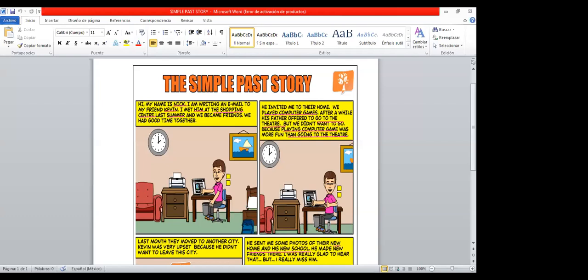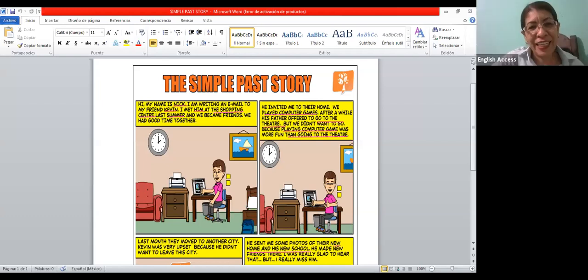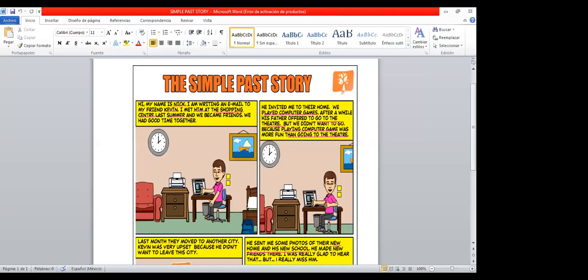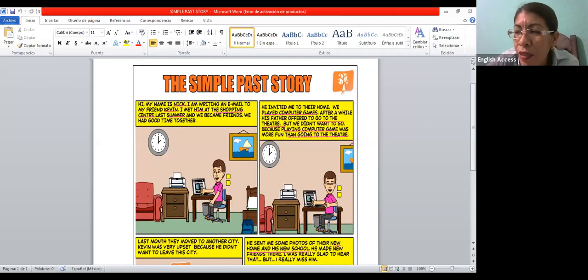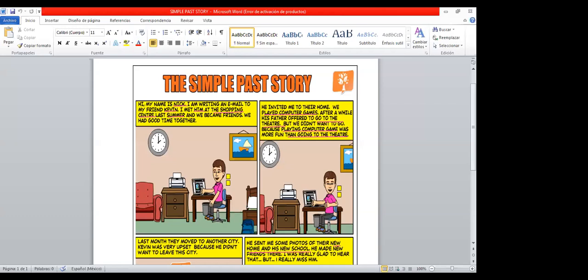Hi, my name is Damaris. I'm writing an email to my friend Ronnie. I met him at the park last week, and we became friends. We had a good time together. He invited me to their home. We saw movies. After a while, his father offered to go to the beach. But we didn't want to go because the movie was more fun than going to the beach.